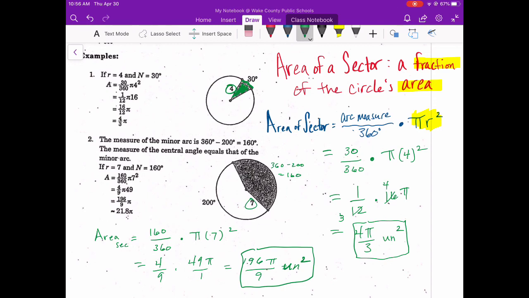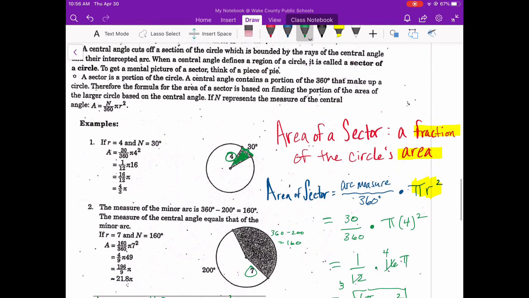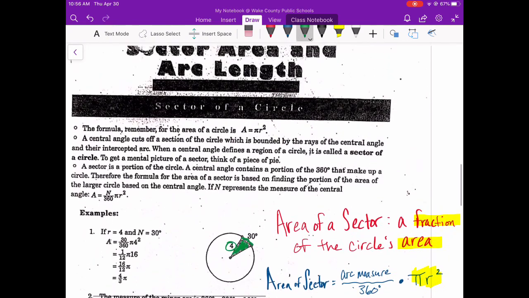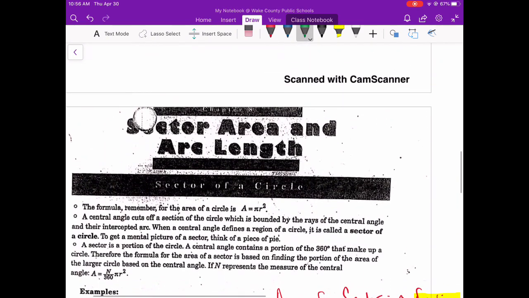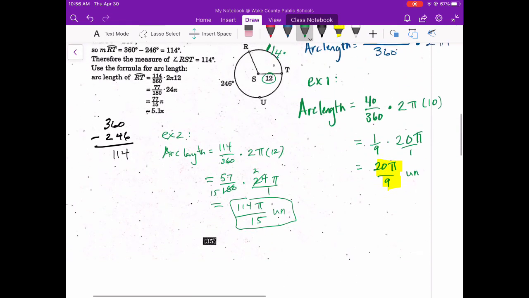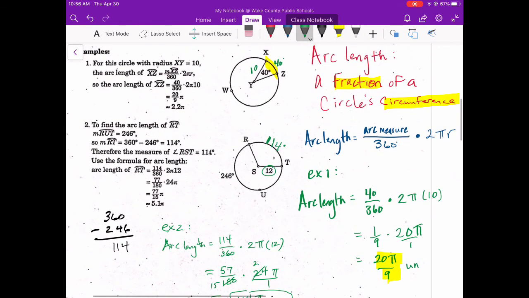Okay, I hope that was helpful. Feel free to pause and rewind and check out any of the definitions that I laid out for you. If you don't have these notes, you definitely want to write everything down. If you do have them, they do have some decent descriptions ahead as far as what arc length and area of a sector are in their formulas. So feel free to rewind, pause your screen, check it out.